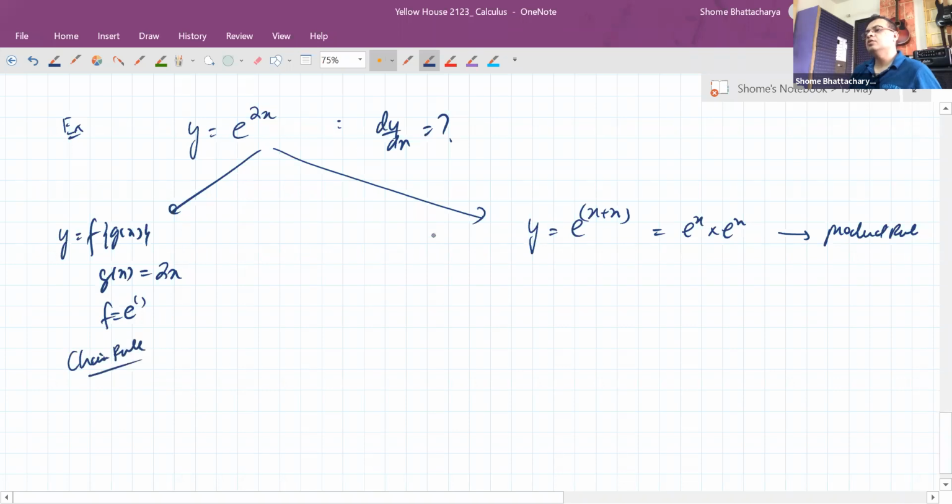So sometimes we have an option in a given question. So for example, if I go by the product rule method, then dy by dx will become derivative of first function into second function plus first function into derivative of second function. So you can see that this will be e raised power 2x, or first let's write the derivative. So differentiation of e raised power x is e raised power x only.